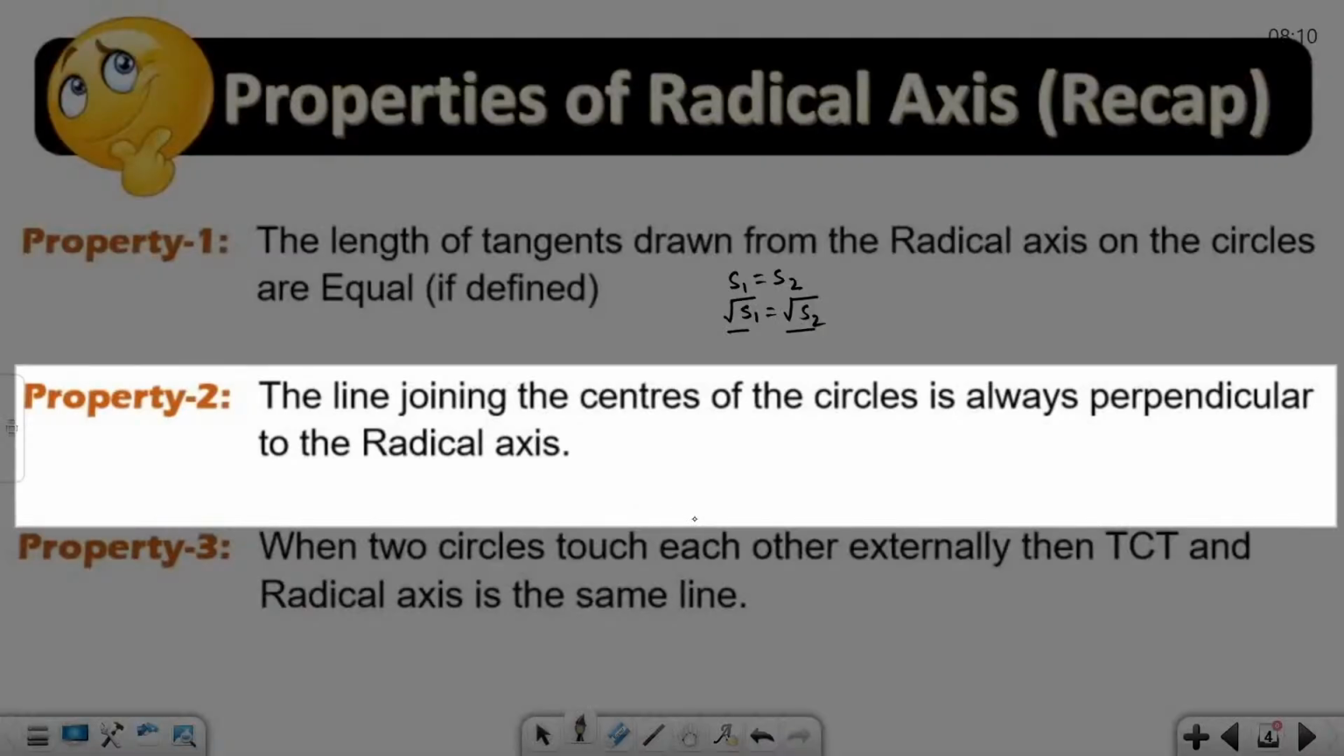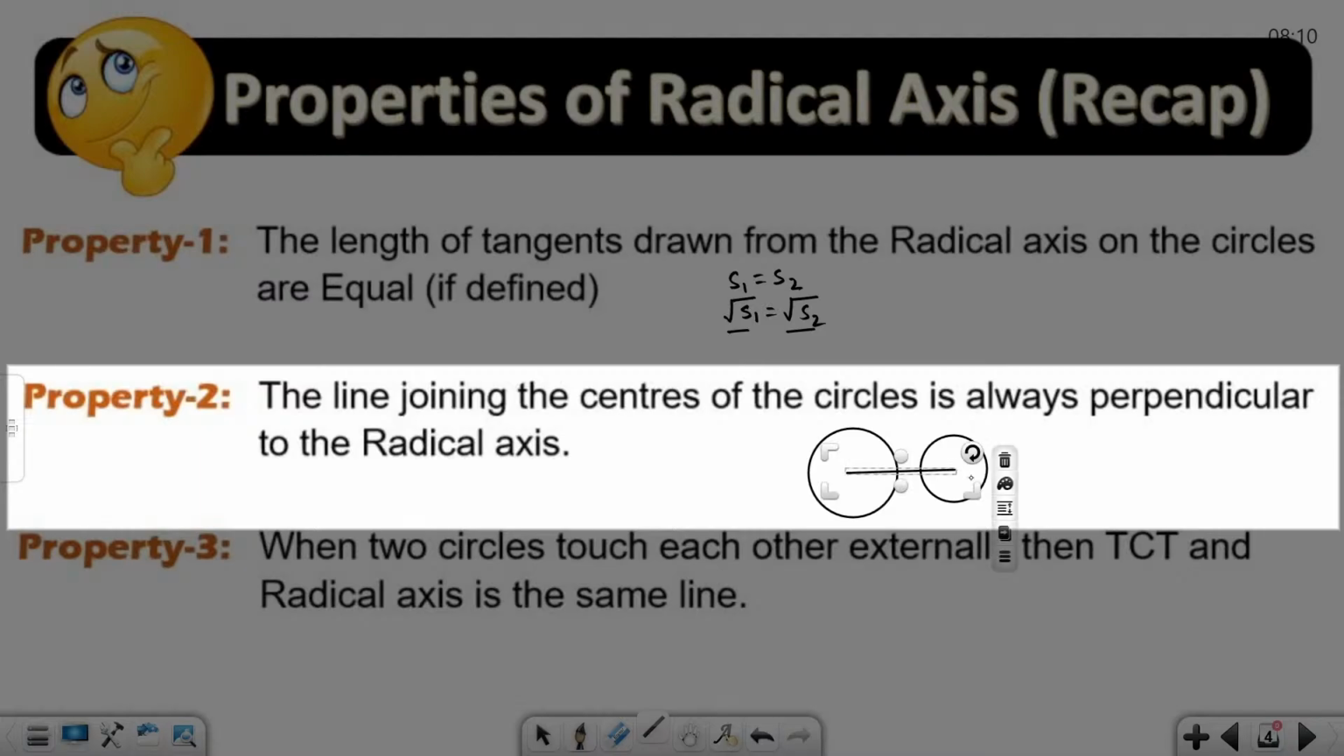The second property was that the line joining the centers of the circles is always perpendicular to the radical axis. That is, if you have two circles and you join the two centers of these two circles, then this line will always be perpendicular to the radical axis. Is it clear? So this was our second property. The line joining the centers of the two circles is always perpendicular to its radical axis. That is, this angle is 90 degrees.